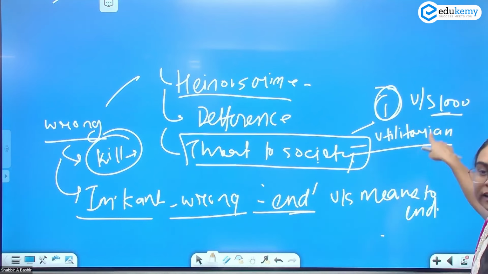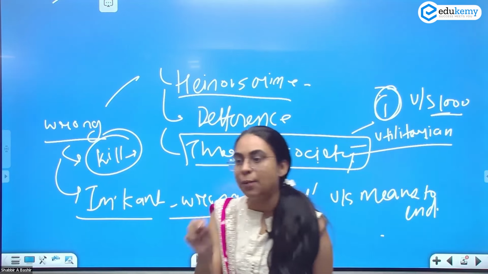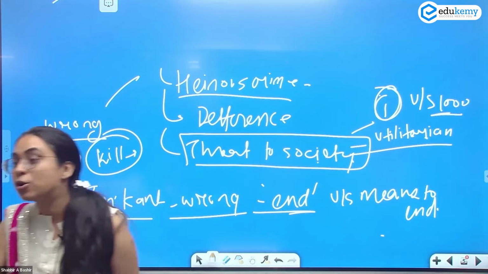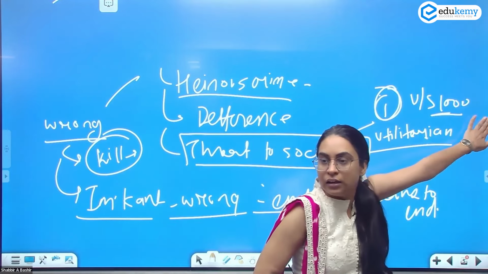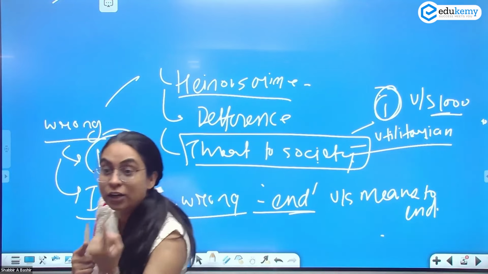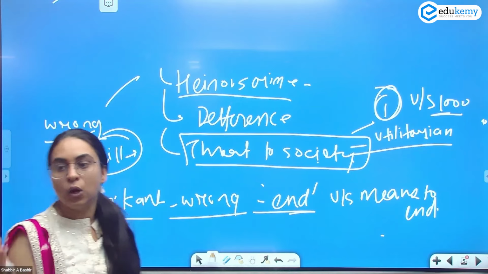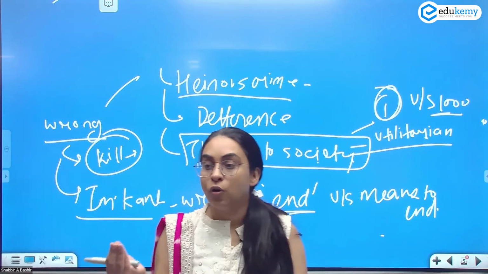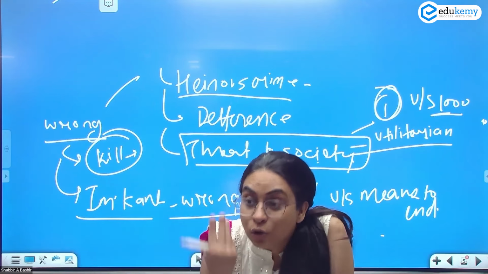So it's a utilitarian approach. What does the utilitarian approach say? Greater happiness for the greater number of the population. So what is right or wrong? We are saying ethics tells you whether your act is right or wrong. Ethics tells you that. But what is right or wrong?